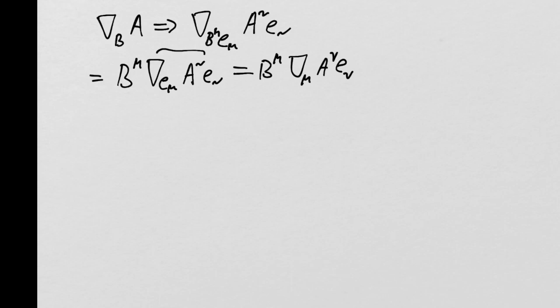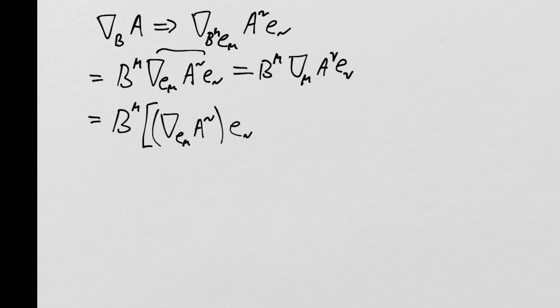So then you use the Leibniz rule, right? So now I have B mu, and this will be, let's see, the Leibniz rule is going to start with the covariant derivative in the direction of E mu of the function A nu times the basis vector E nu. And then plus A nu times the covariant derivative of E nu in the direction of E mu. So now let's do our analysis here.